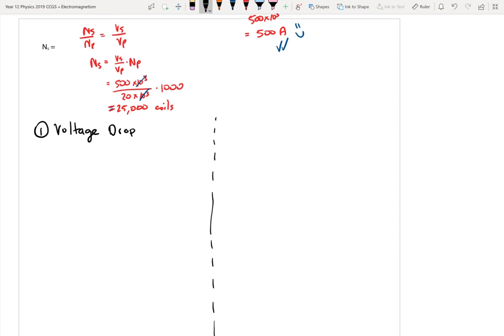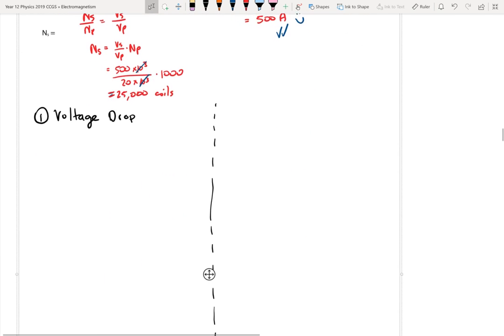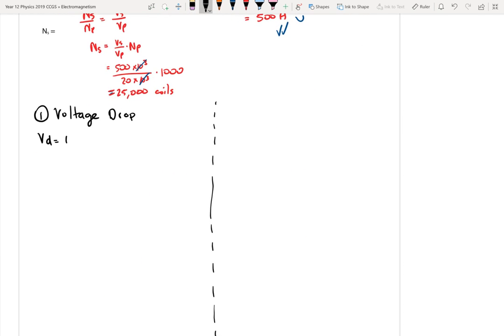If we looked at the voltage drop, we already solved for it up there, but I'm just going to rewrite it. Our voltage drop is going to be I secondary times the resistance of the wires, which we said was 500 amps by 3 ohms of resistance, gives us a 1500 volt drop. Then the voltage, we know that the secondary voltage is going to be the voltage drop plus the voltage at the city, because they are in series.